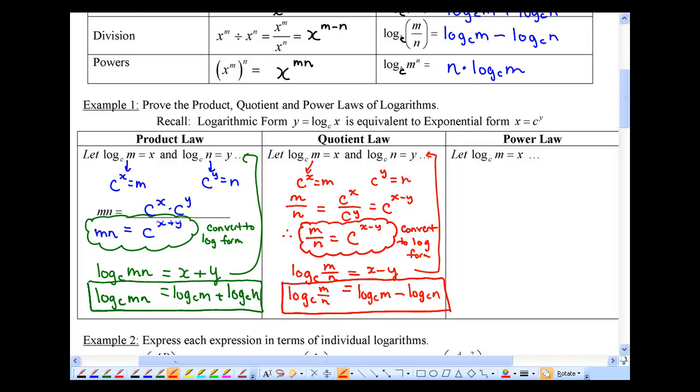And last but not least, we're going to use the power law proof. And I'll use purple for that. Same thing, first of all, let's rewrite this in exponential form.